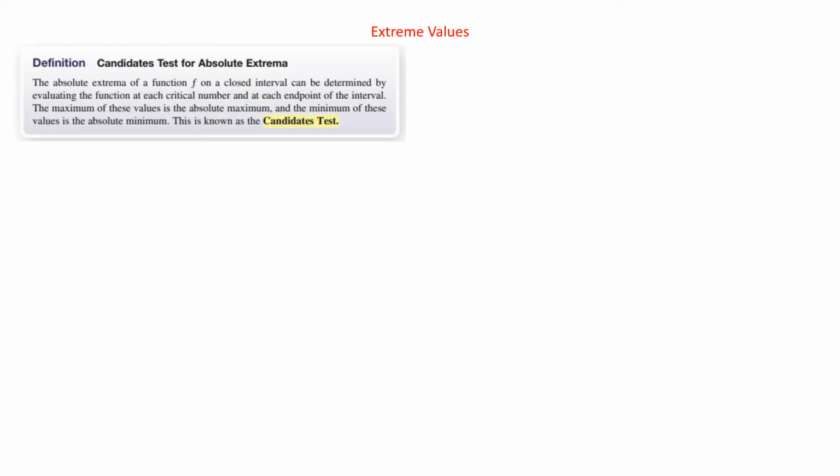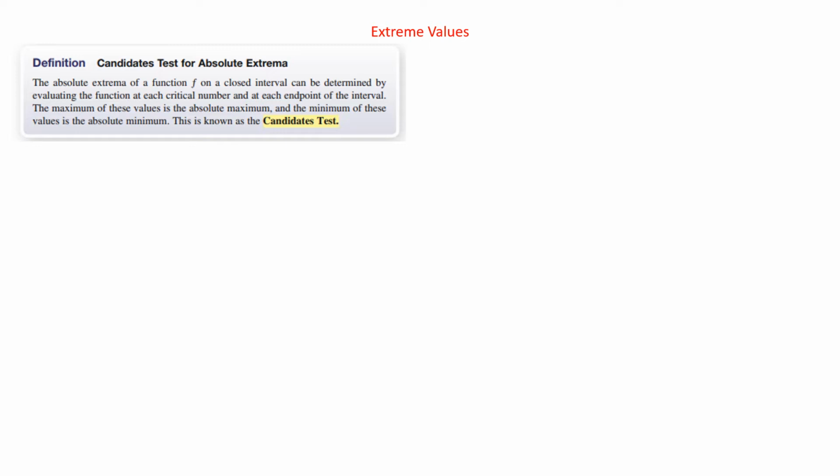So we have some extreme values. How we tell what the extreme value is, what the absolute maximum or minimum is, we're going to find all the places in an interval where the derivative equals 0 or the derivative does not exist, and we're going to find the y values at all those places. And also the endpoints, because those are the places it could happen. This process is called the candidates test.